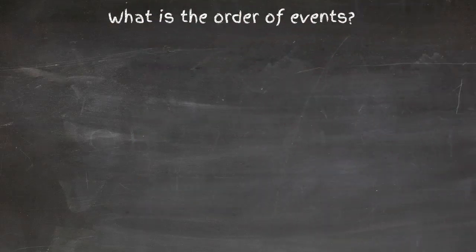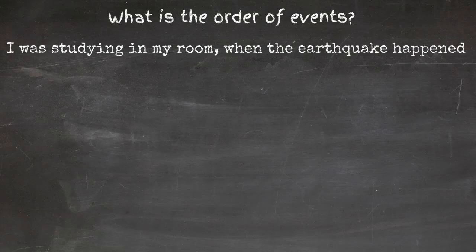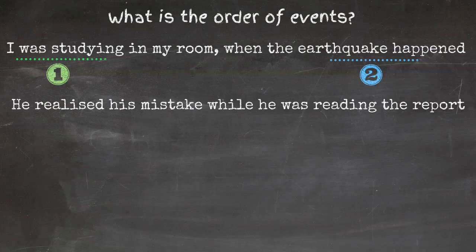What's the order of events? I was studying in my room when the earthquake happened. The past continuous tense indicates that this activity was in progress first. And the past simple in this part of the sentence indicates that the earthquake happened second. Now you try. How about this sentence? What is the order of events? Pause the video if you need more time.